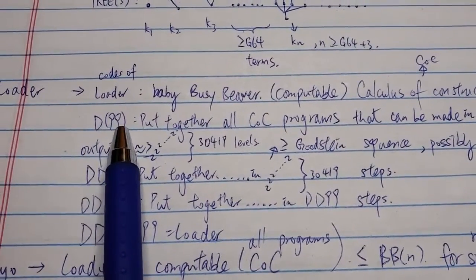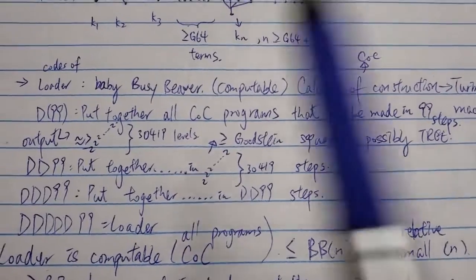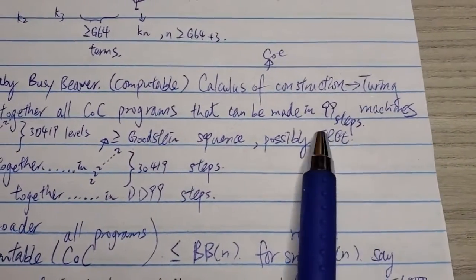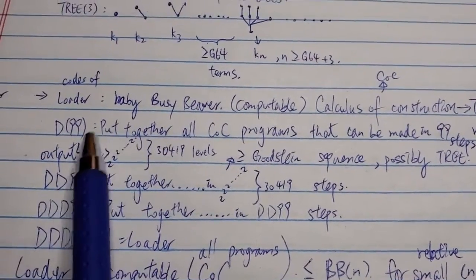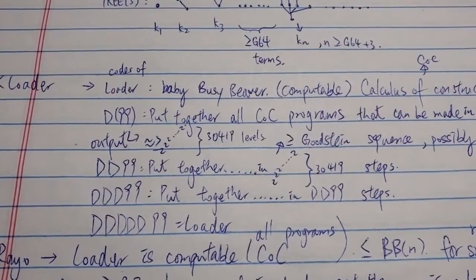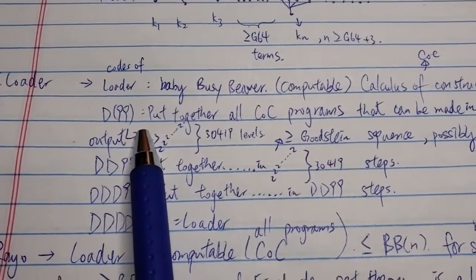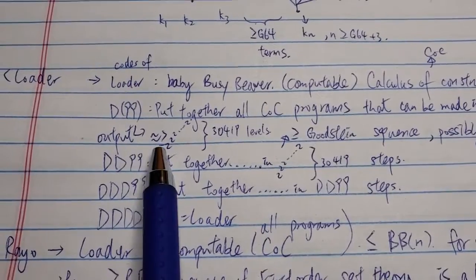And now we look at what is D99. So D99 is basically, we can say that you put together all the BB programs that can be made in 99 steps. So N here stands for, DN is just how many steps in those programs, and you put together all the outputs. And for that reason, D99 is already quite big.